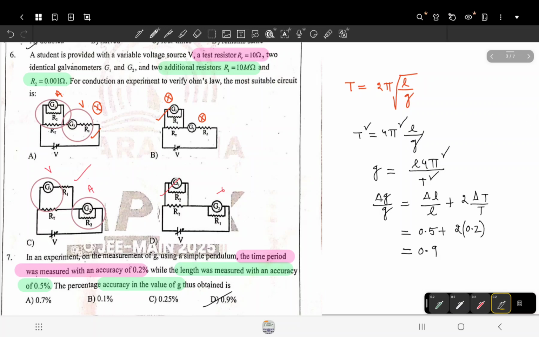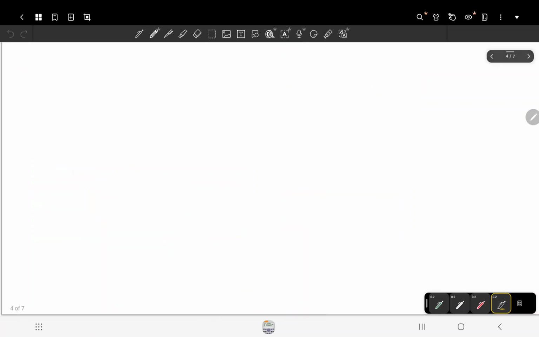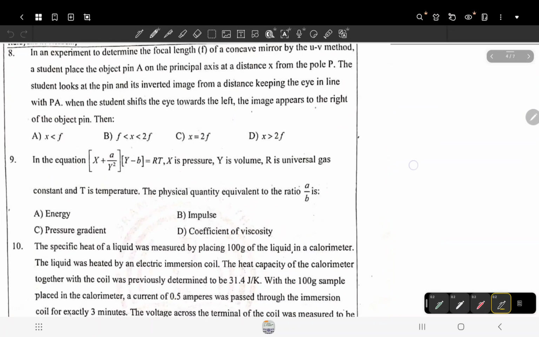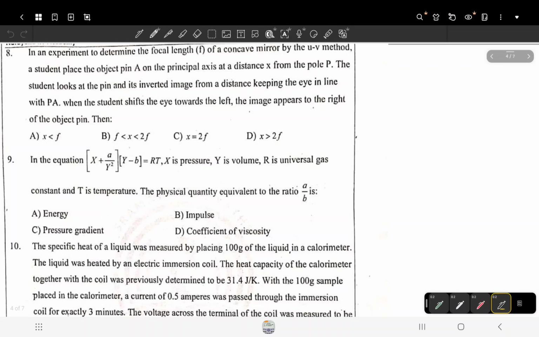Hope that's clear for everybody, right? So this one, question number 8. In an experiment to determine the focal length of a concave mirror by the UV method, a student placed the object pin A on the principal axis at a distance x from the pole P.